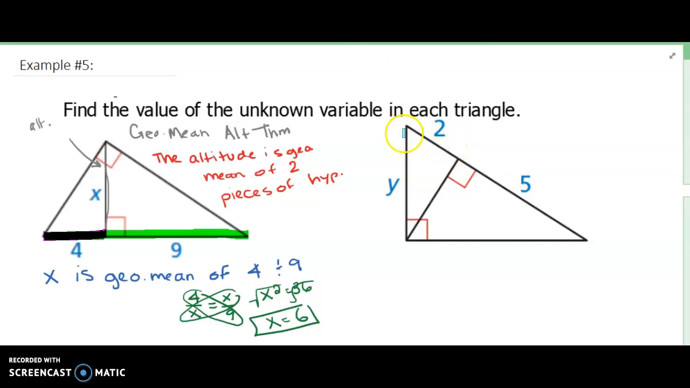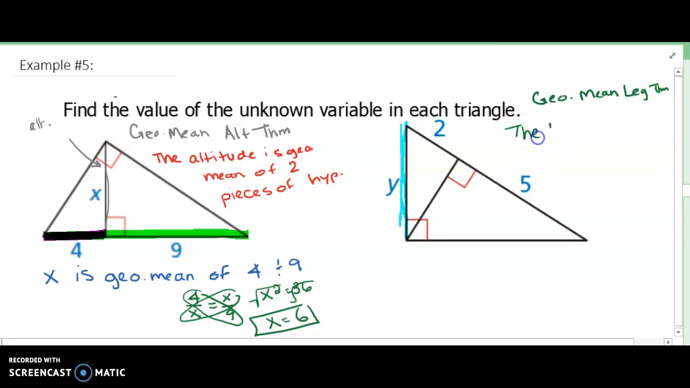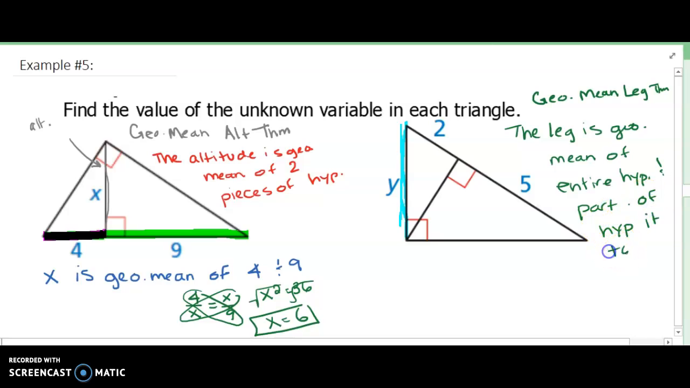All right, let's look over here. I want to find y. So y is right here, and y is a leg of this big triangle. So I'm going to use the geometric mean leg theorem, which tells me that the leg is the geometric mean of the entire hypotenuse and the part of the hypotenuse it touches.